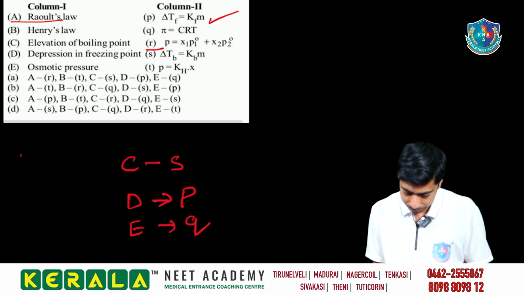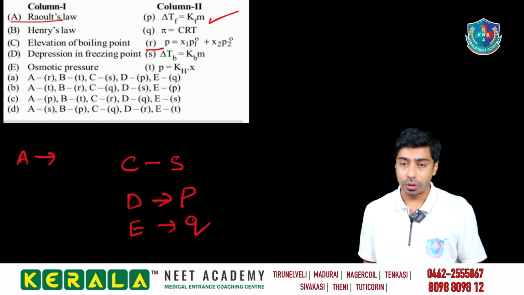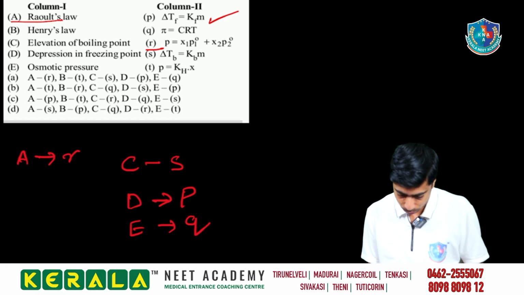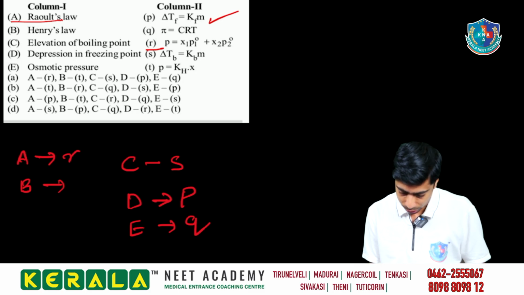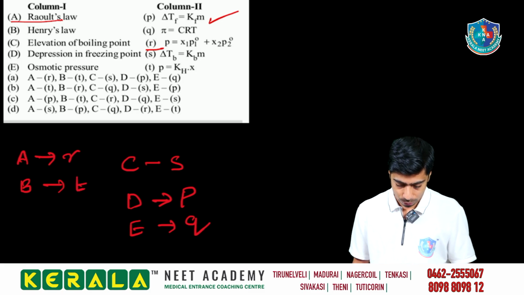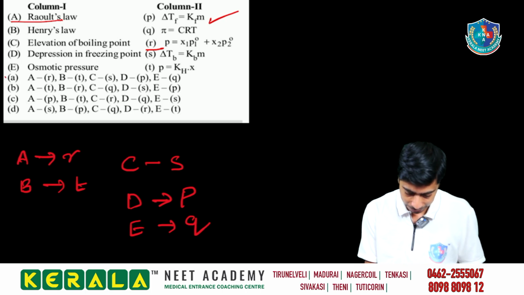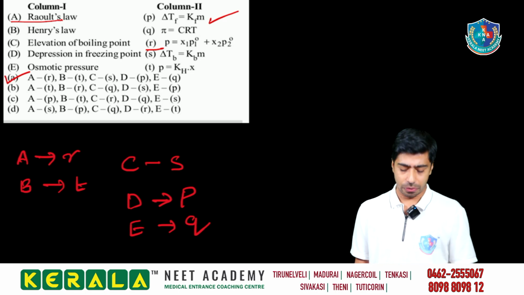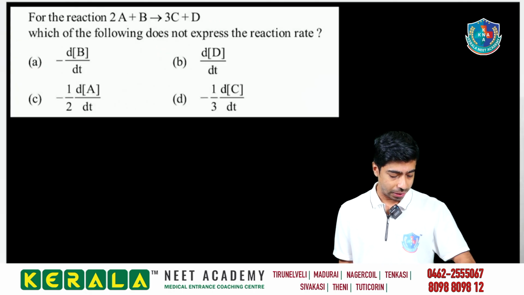Then Raoult's law, A. Raoult's law is P is equal to P0A into psi A plus P0B into psi B. So A matches with R. Then Henry's law, B. Henry's law is P equal to KH into psi, that is T. So AR, BT, CS, DP and EQ. Option A will be the answer. All these equations are directly given.